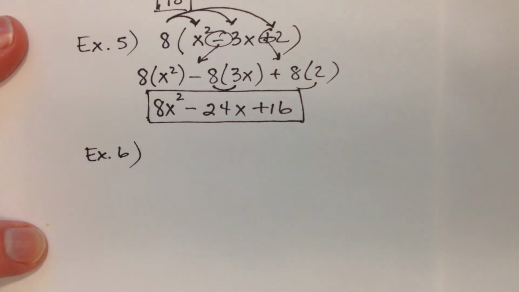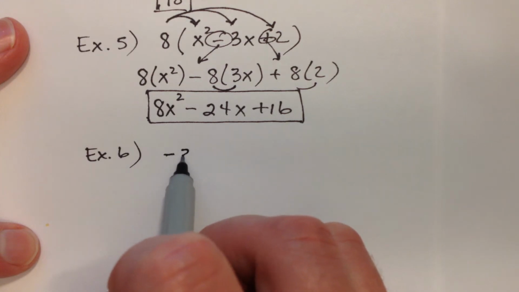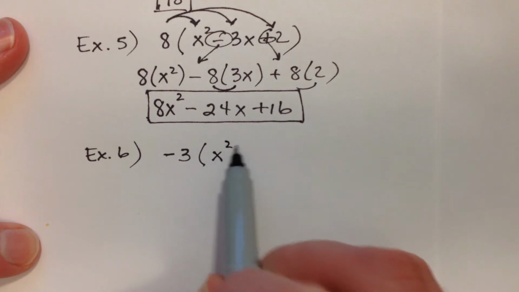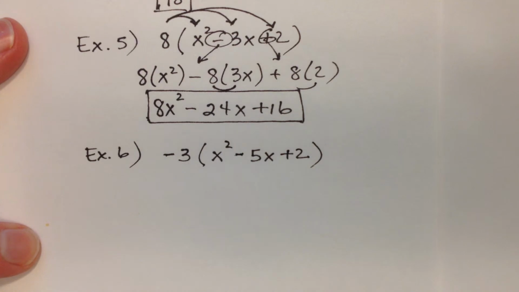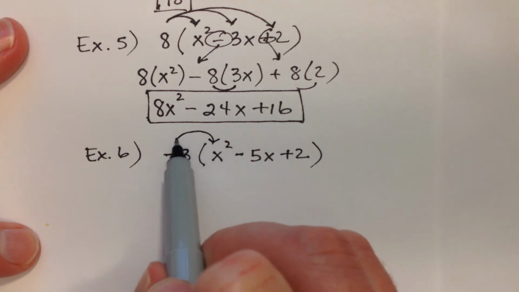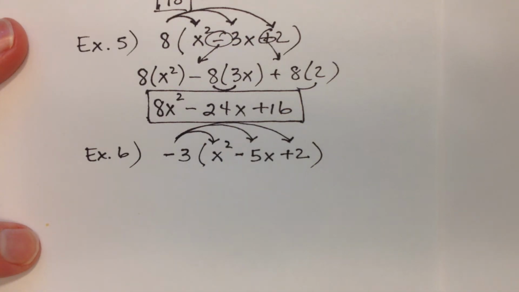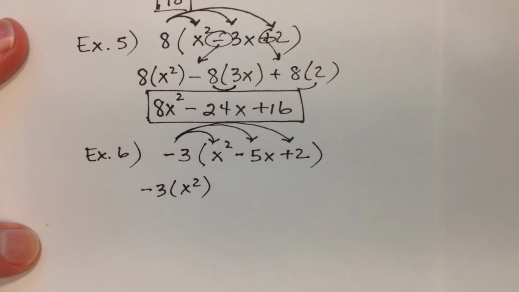When you have a negative number out front, that might kind of try to throw a hitch in your giddy-up, so to say, and kind of mess you up a little bit. Let's say we have a negative 3 out here, and inside we have an x squared minus 5x plus 2. Okay, so same thing as usual. We're going to take this negative 3, because that's what's out front, and we're going to distribute him and multiply him by every term inside there. So negative 3 times x squared.